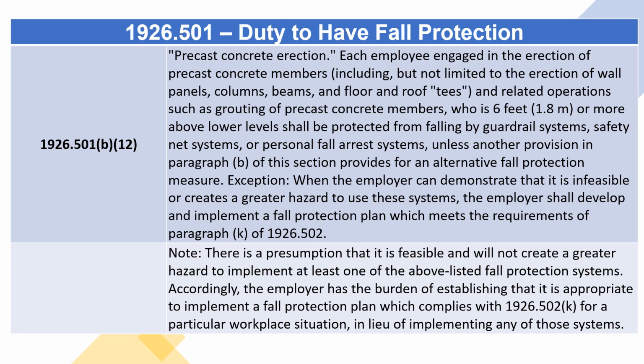Exception: when the employer can demonstrate that it is infeasible or creates a greater hazard to use these systems, the employer shall develop and implement a fall protection plan which meets the requirements of paragraph K of 1926.502. Note: there is a presumption that it is feasible and will not create a greater hazard to implement at least one of the above listed fall protection systems.